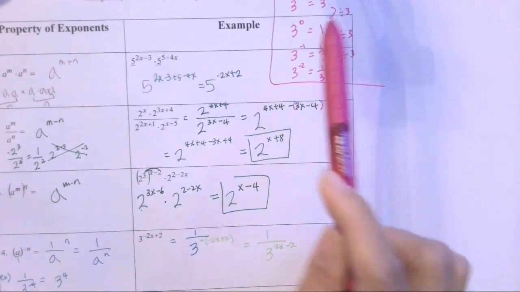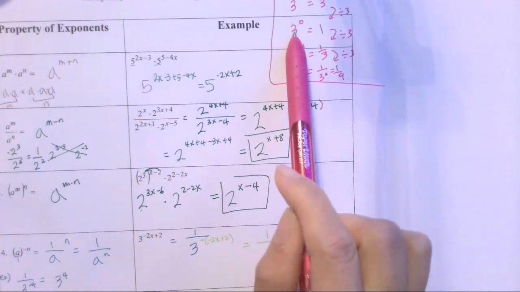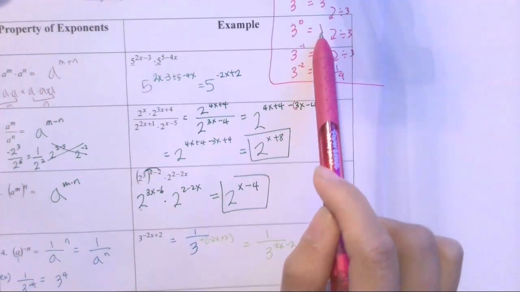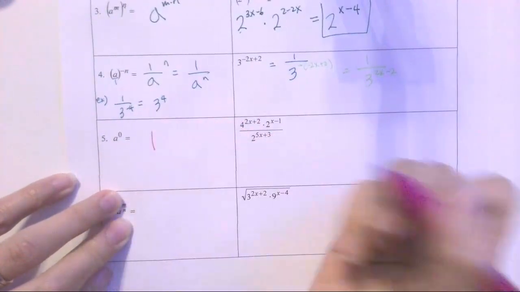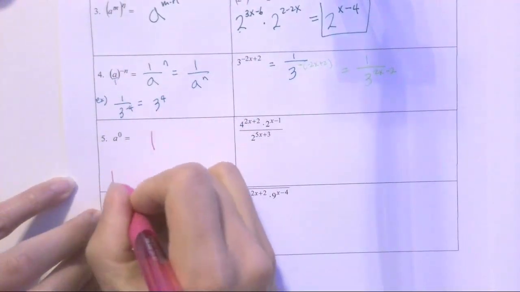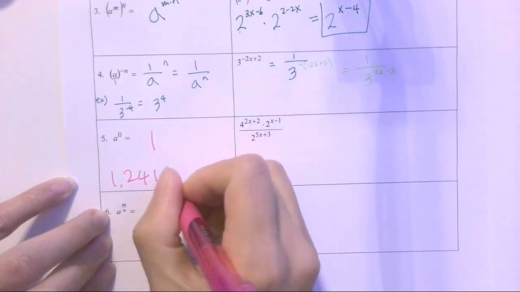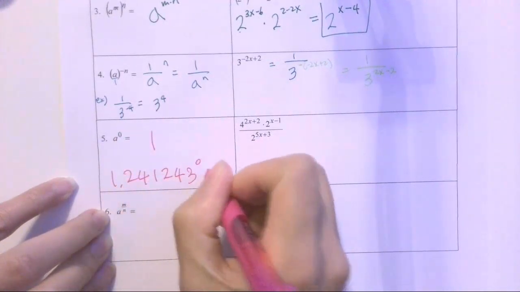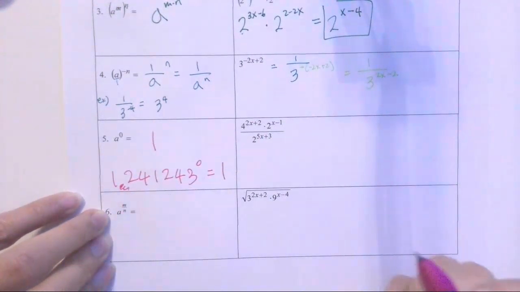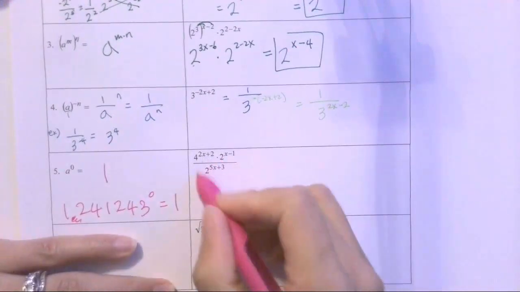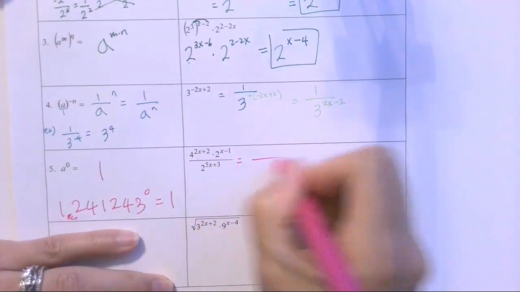Another thing I want to go over is when you have a 0 exponent, what's always the answer? 1. There you go. Number 5, a to the 0 power is 1. So any number, I don't care, 1, 2, 4, the 0 power is going to be 1. Okay? Alright, so let's go over this example together.